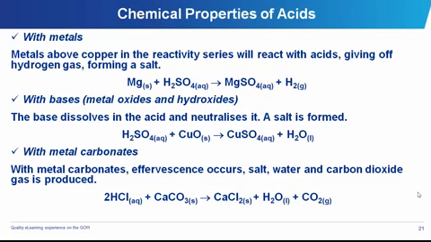Chemical properties of an acid. With metals, acids react and produce salt and hydrogen. The hydrogen comes out in an effervescence, and the reason is that the metal displaces the hydrogen because of its higher electropositivity. Also, acids react with bases to give us salt and water.